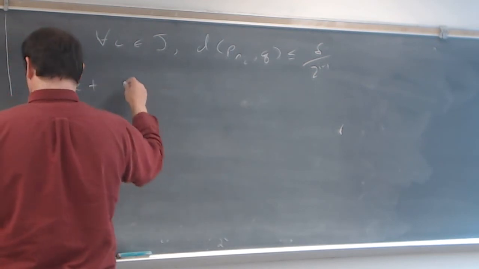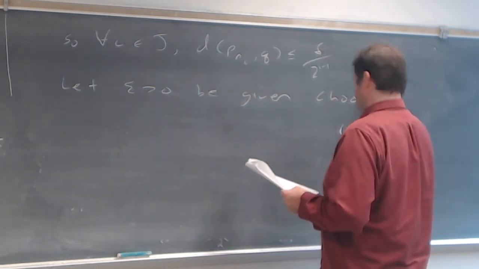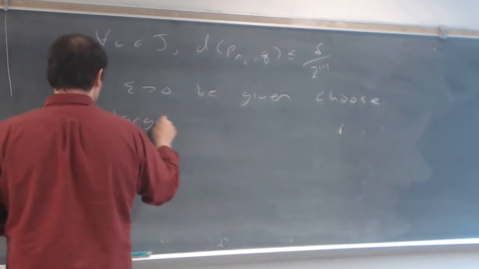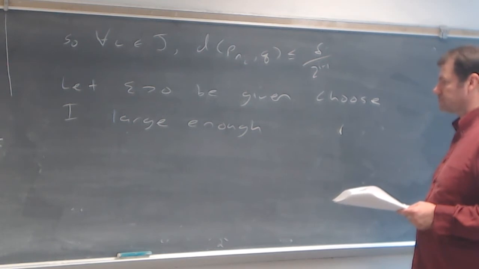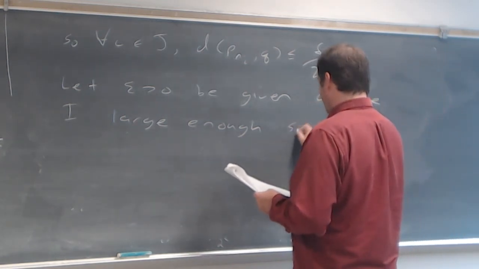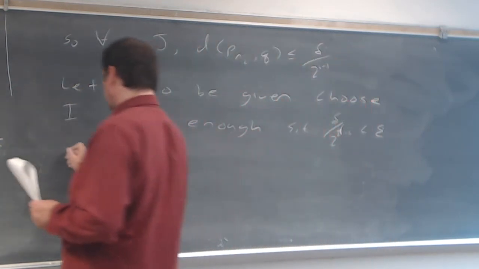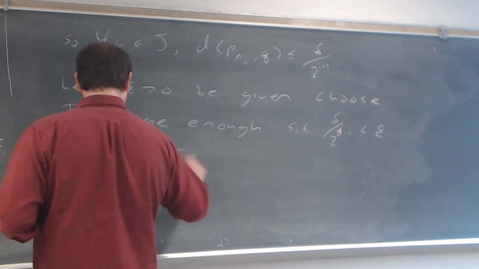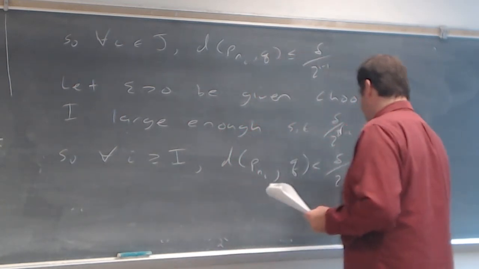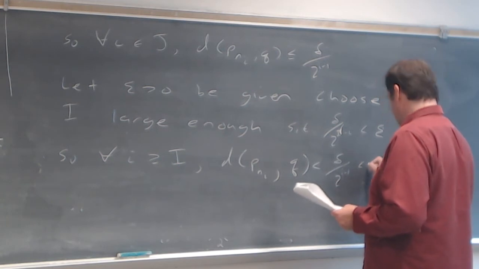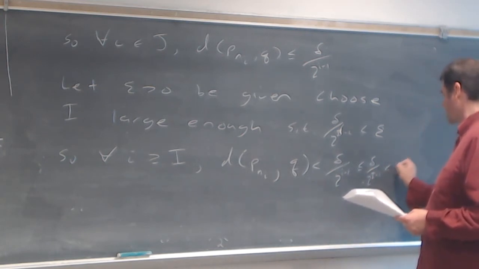So here we're going to let epsilon be greater than 0 be given. We choose big I large enough, and this can be done because the natural numbers are not bounded above, such that delta over 2 to the big I minus 1 is less than epsilon. And so for all little i greater than or equal to big I, the distance between p sub n sub i and q will be less than delta over 2 to the little i minus 1, which is less than or equal to delta over 2 to the big I minus 1, which is less than epsilon.